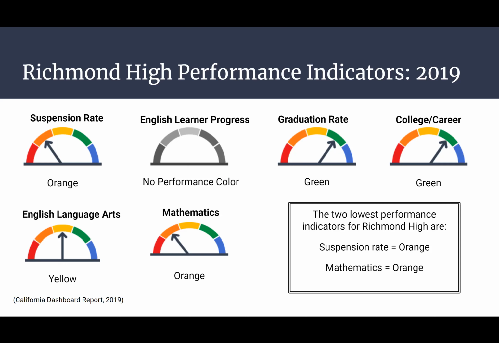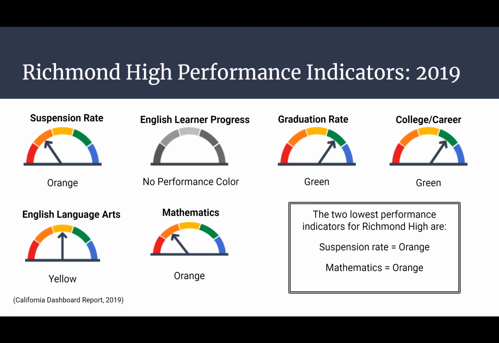So remember those 6 statewide indicators I mentioned. These are the 6 indicators for the 2019 year. So the first is suspension rate, which you can see we are in the orange. For our English learner progress indicator, we had no performance color for the 2019 year, which simply means we didn't have a rating. For graduation rate, we're in the green.